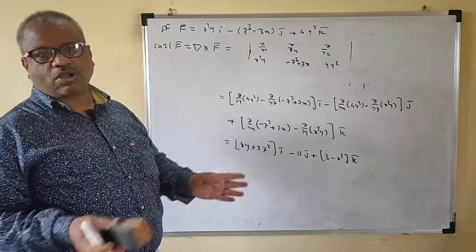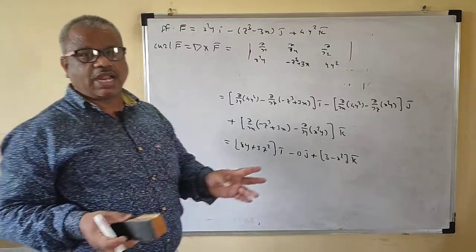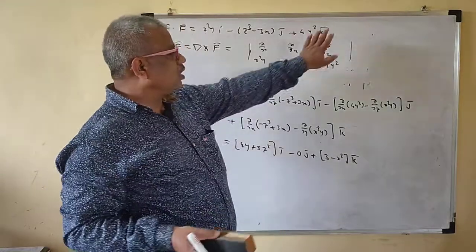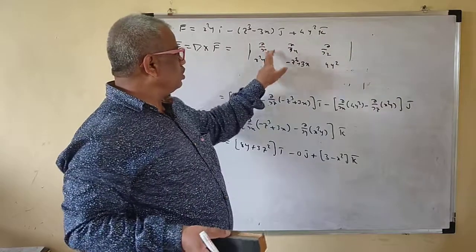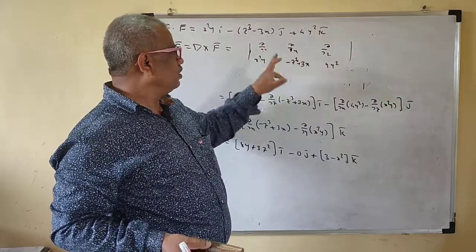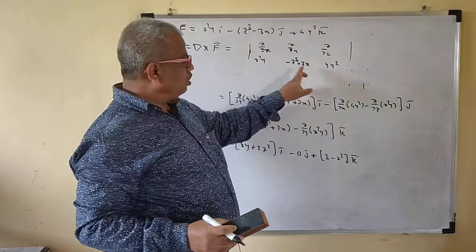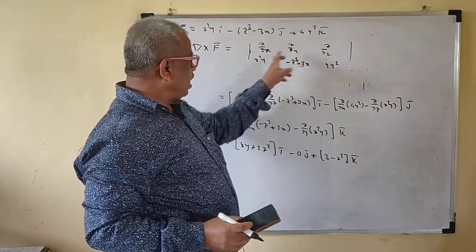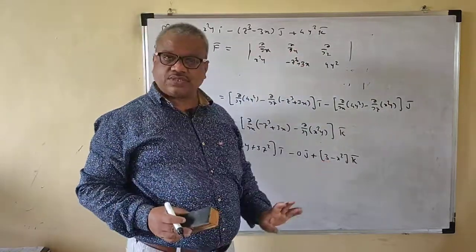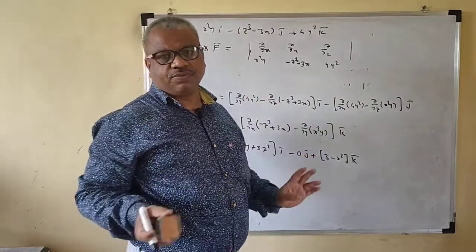So if the first and second components are the same in all options, and you want the third component, then for the third component just drop this one. You just differentiate this. This is ∂/∂x, so the derivative of this is 0, and this is 3 only. So 3 minus x square. Very simple now.